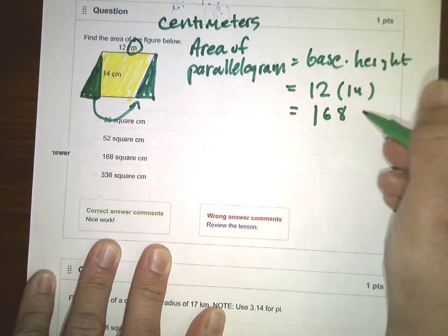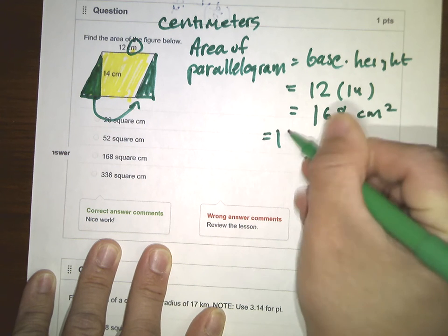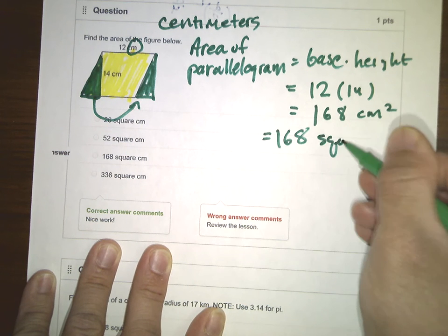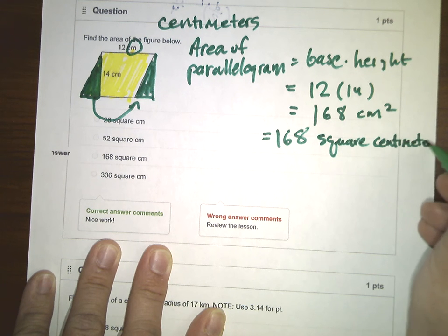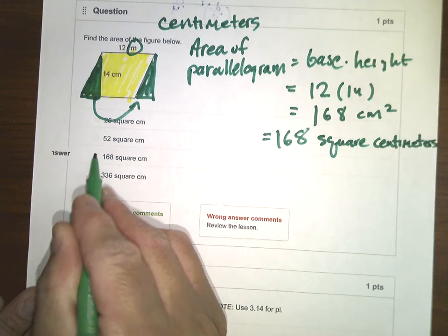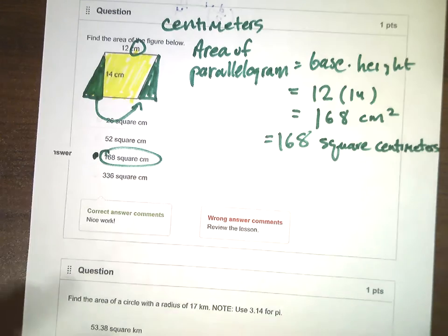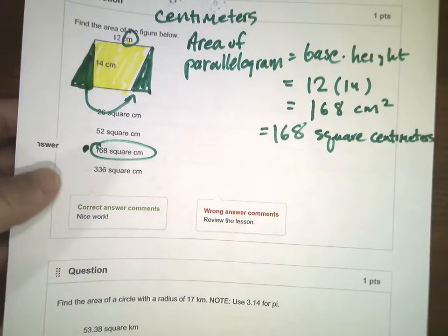All right, so centimeters squared, or 168 square centimeters. What a time to be alive. So here is the answer right here. All right, let's try another one right now.